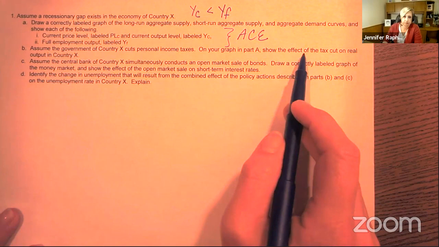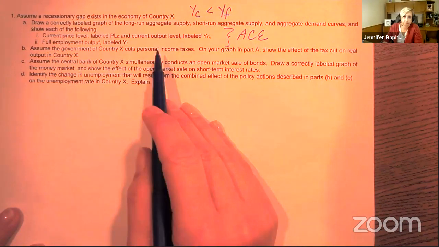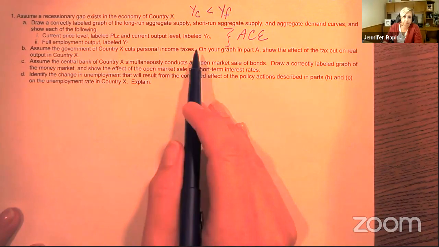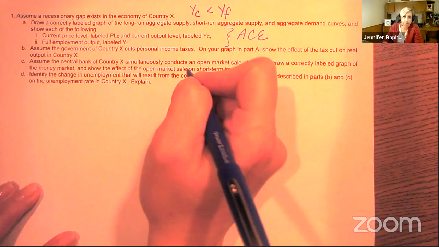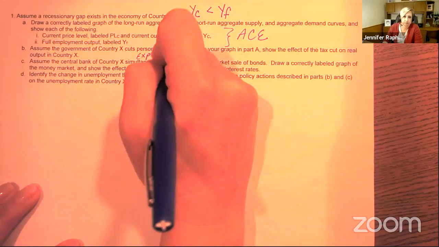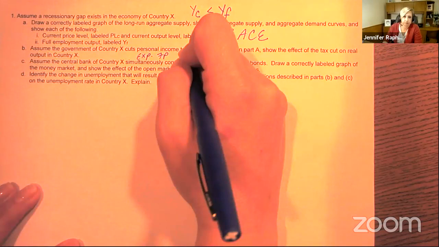So in this case, assume the government cuts personal income taxes. Like we learned in Mr. Romano's review, a tax cut is expansionary fiscal policy, and it's designed to put more money into the hands of consumers, which is going to cause consumption to increase, which is going to cause aggregate demand to increase. So when on our graph in part A, we show the effect of the tax cut, we want to shift our aggregate demand curve.